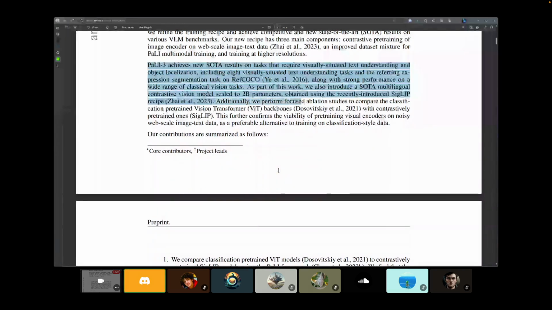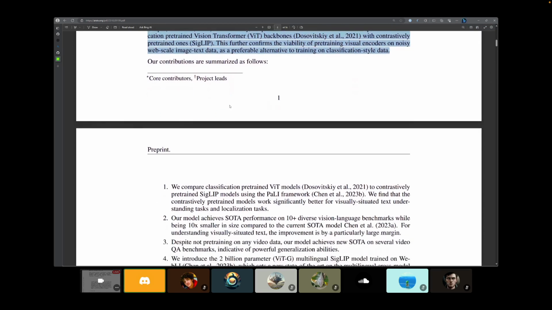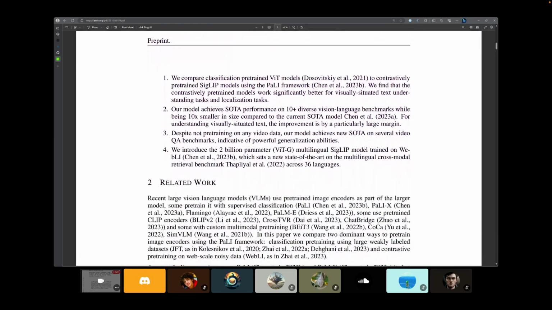Additionally, we performed focused ablation studies to compare the classification pre-trained vision transformer backbones with the contrastively pre-trained ones, SigLIP. This further confirms the viability of pre-training visual encoders on noisy web-scale image-text data as a preferable alternative to training on classification-style data. Our contributions are summarized as follows.